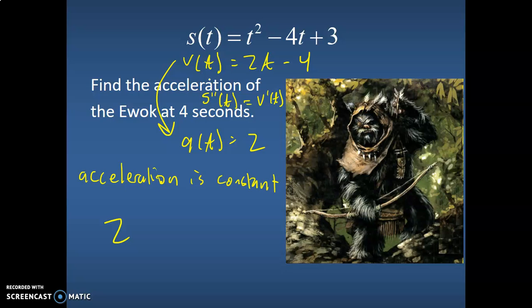So 2, when we're dealing with acceleration, the units are going to be distance over time squared. So in this case, 2 feet per second squared.